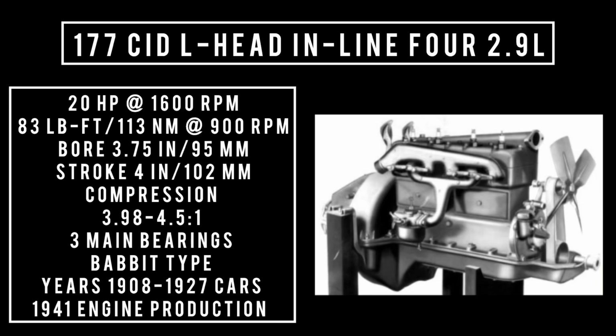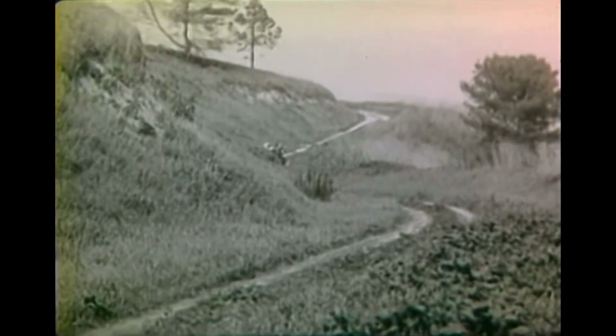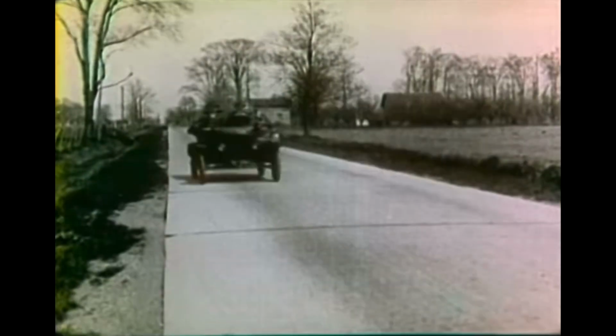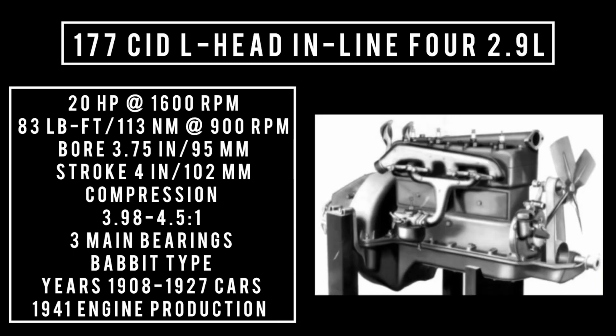Compression could be anywhere from 4.5 to 1. Compression was lowered in 1912 to 3.98 to 1, and the reason was so it could run off of multiple fuels. The Model T could run off of gasoline, kerosene, grain alcohol, or just known as pure ethanol. Three main bearings, years 1908 to 1927 in cars, and it's important to note that this is the only engine that Ford offered between those years.